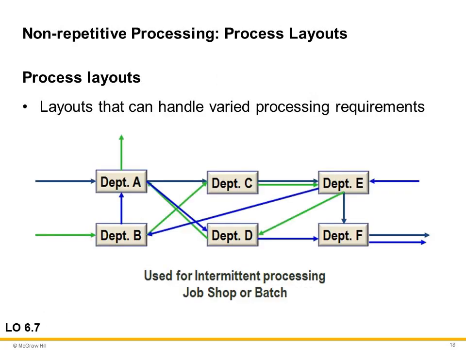Process layout. In process layout, there are different departments, and each department has its own specific process. A product or customer can go through all departments or a few of these departments.